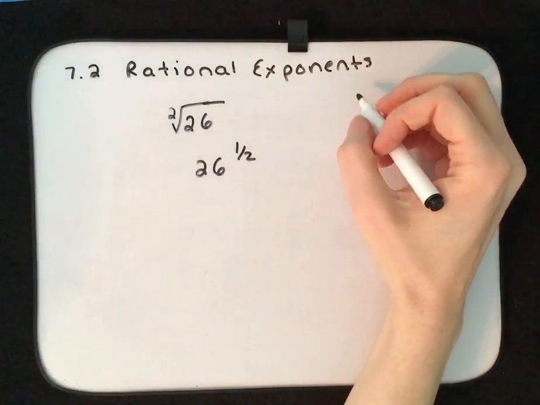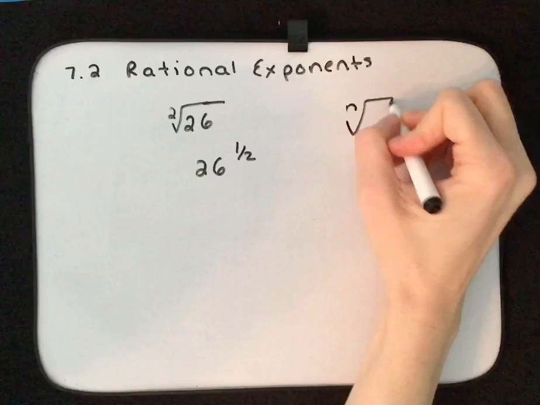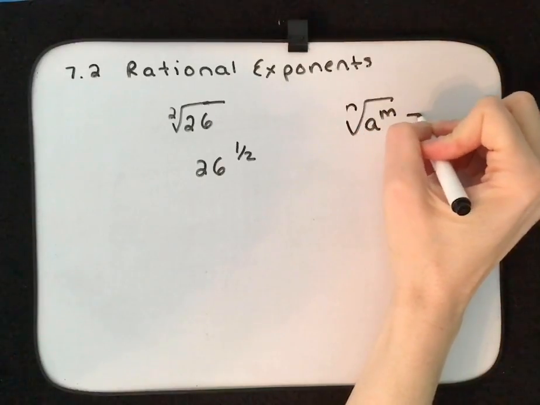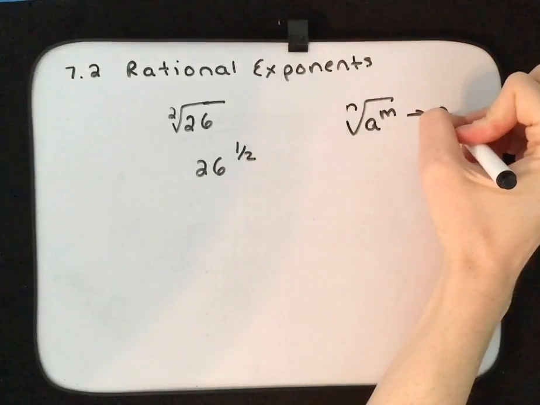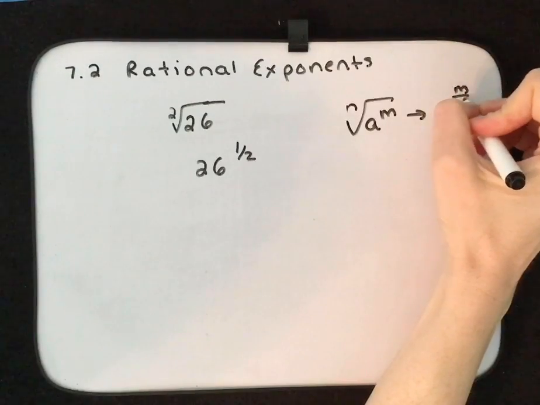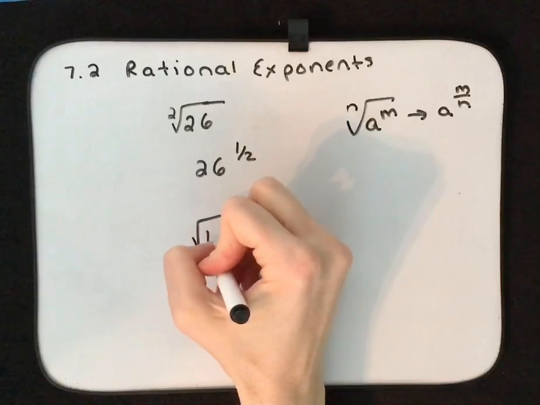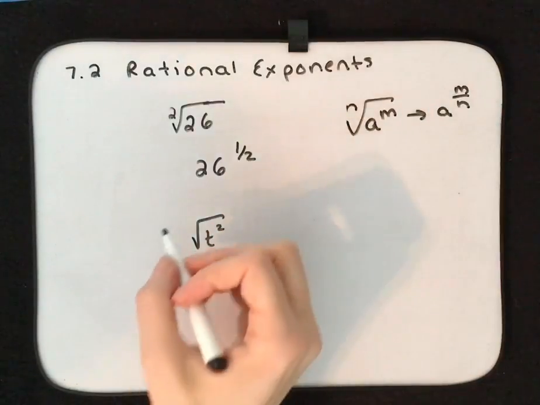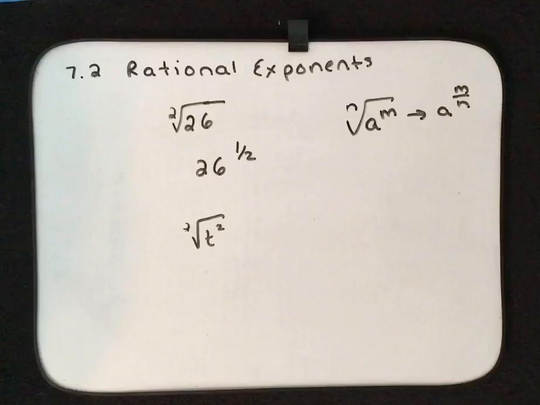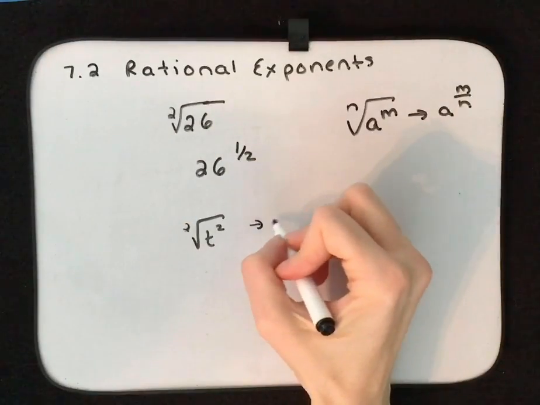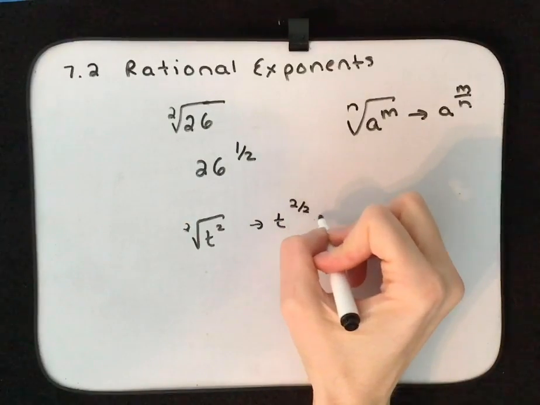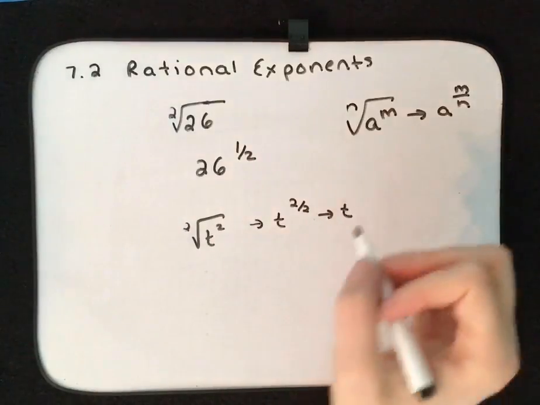So when you have the nth root of a to the m, you can rewrite that as a to the m over n power. So the square root of t to the second, well, this would be an understood 2 right here if there's no other value. So that's going to go to t to the 2 over 2, which is just t.